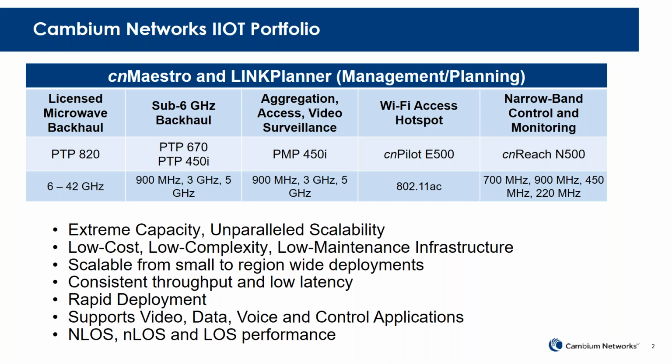We're starting with licensed microwave. We can do gigabits per second, so lots of capacity. The sub-6 gigahertz backhaul, which is our PTP 450i and 670 product lines, is very good for delivering a few hundred megabits per second into a particular area. Then we have, of course, our point-to-multipoint 450i platform, and for those with larger scale requirements, we can go to the 450m. That's very well suited for aggregating lots of different data points, access to the network, and video surveillance applications, so remote access deployments.